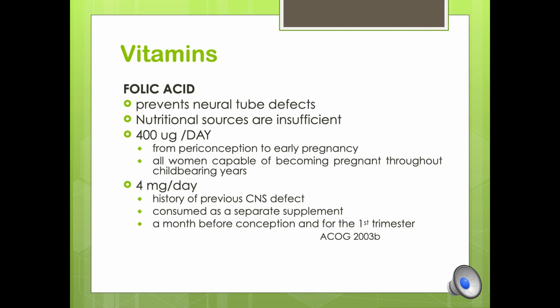The dose increases to 4 milligrams per day for those who had a poor obstetric history, or a history of a previous baby with a CNS defect. This is consumed as a separate supplement from the other multivitamins. Ideally, it should be started preconception, at least a month before conception, and continued up to the first trimester or the first 13 weeks.